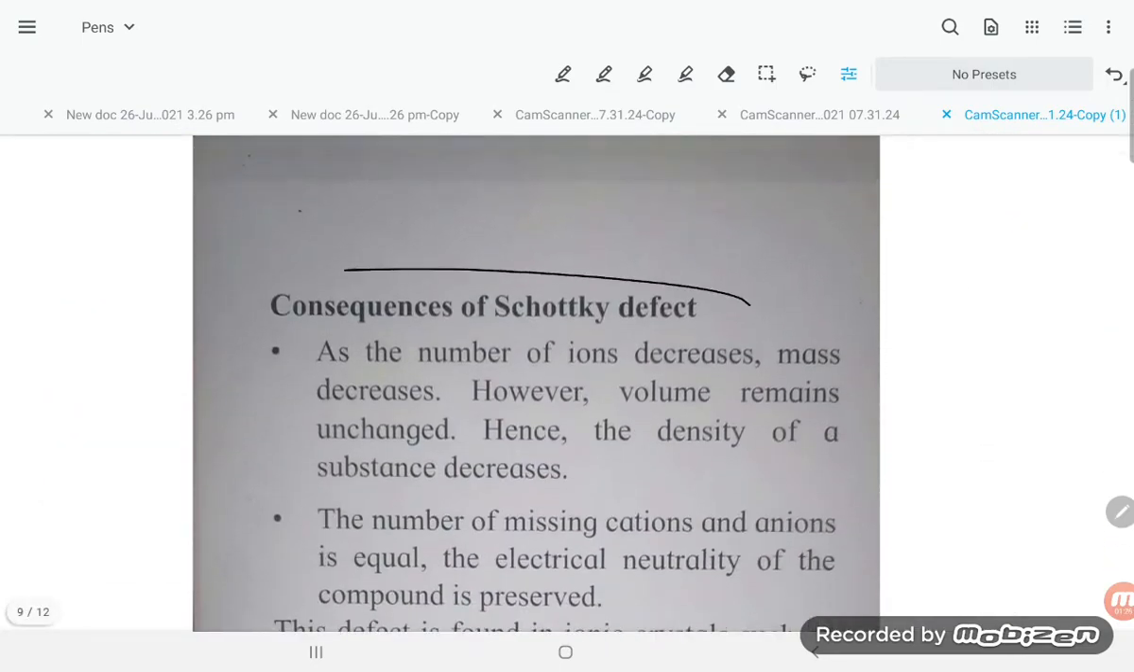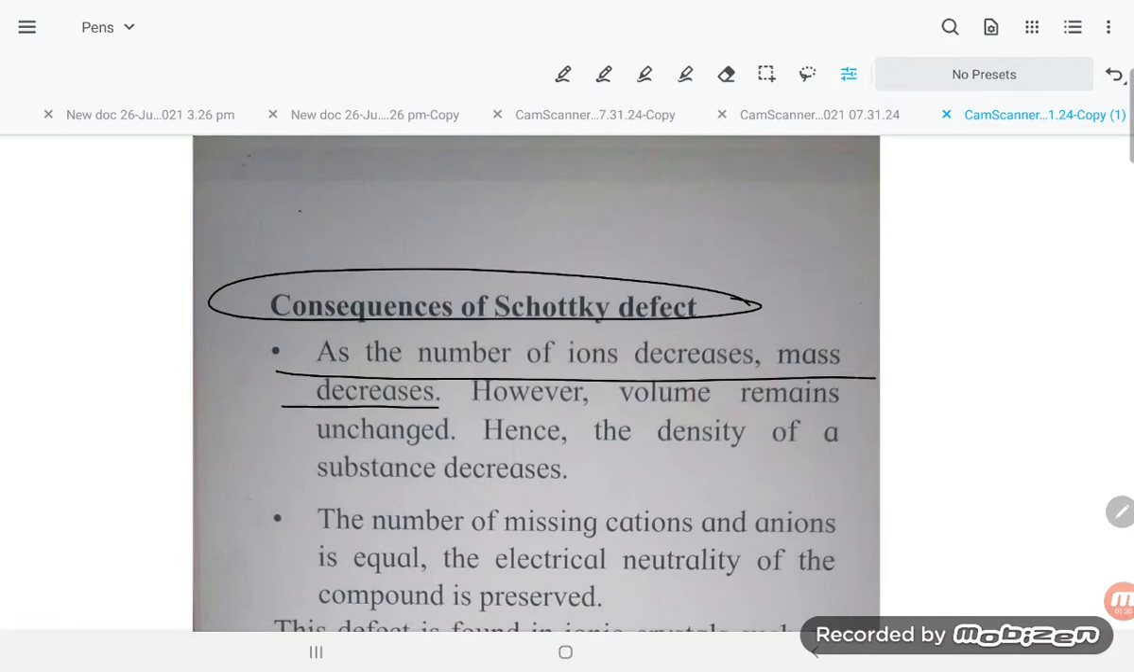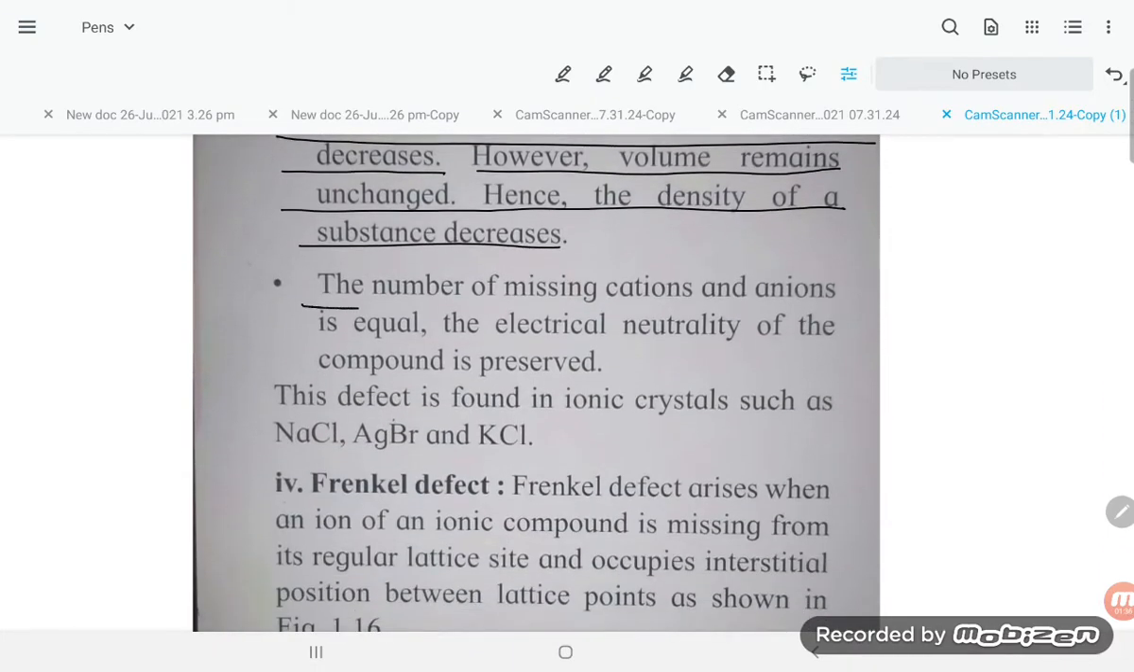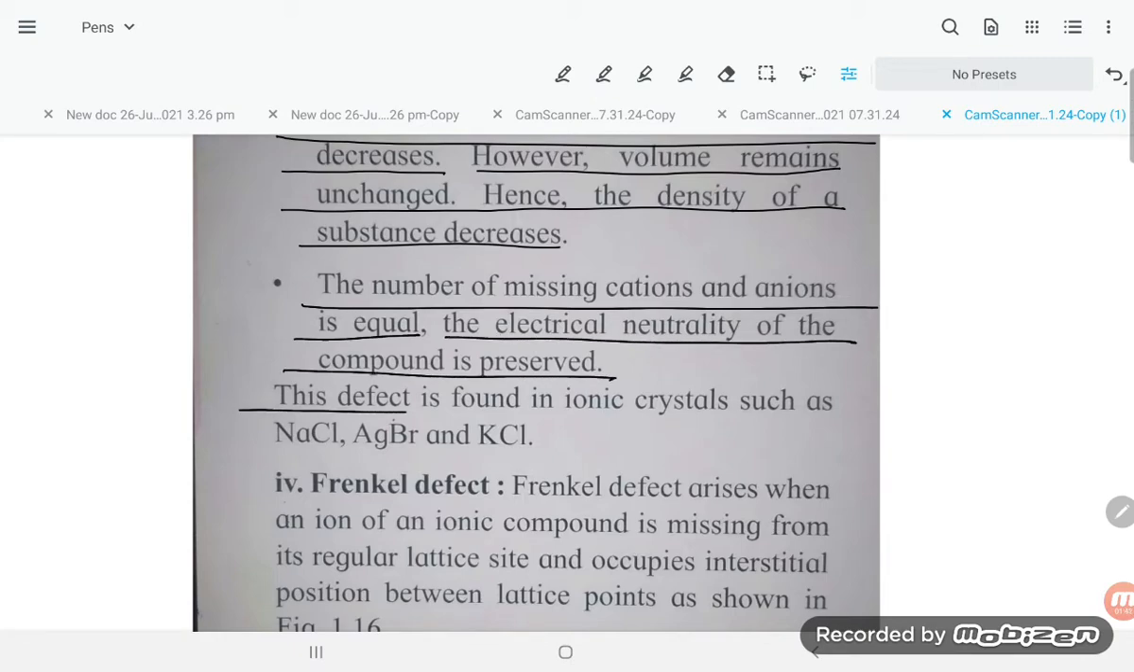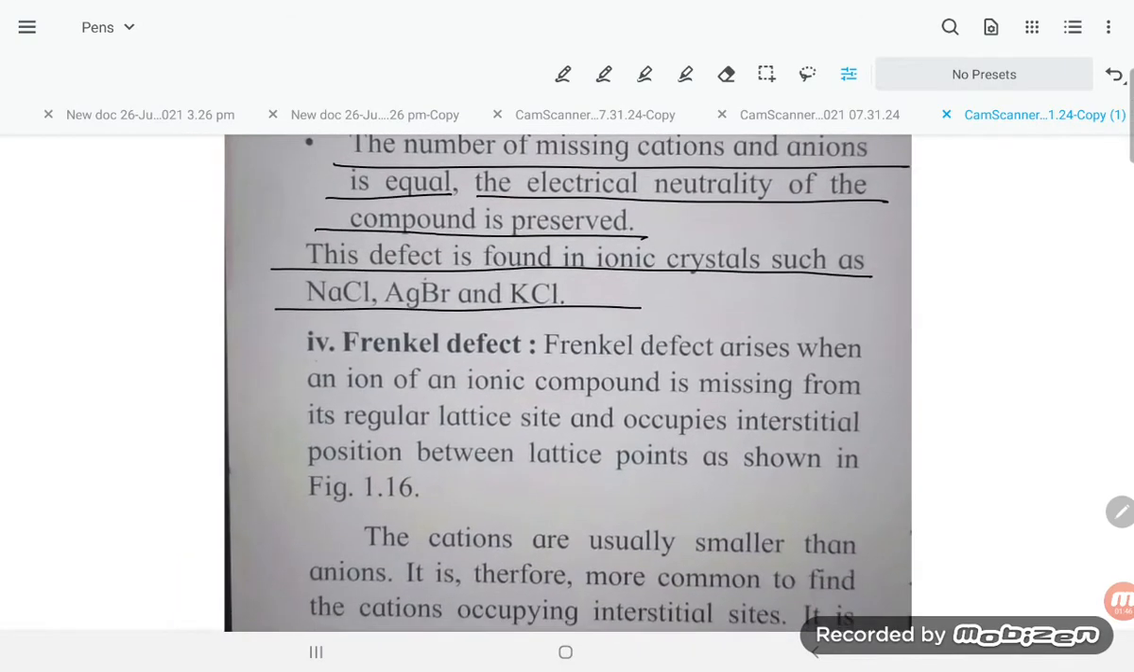What are the consequences of the defect? As the number of ions decreases, the mass decreases, however the volume remains unchanged. Hence the density of the substance decreases. The number of missing cations and anions is equal, so the electrical neutrality of the compound is preserved. The defect is found in ionic crystals such as NaCl, AgBr and KCl.